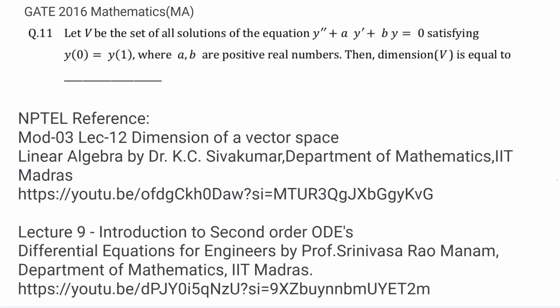So it is given that the second order differential equation y'' + ay' + by = 0, and the given condition is y(0) = y(1). Then it is asked, the dimension of V is equal to dash, where V is the set of all solutions of this differential equation. To solve this problem, one should know a little bit of differential equation knowledge. So I will explain how to solve this problem.